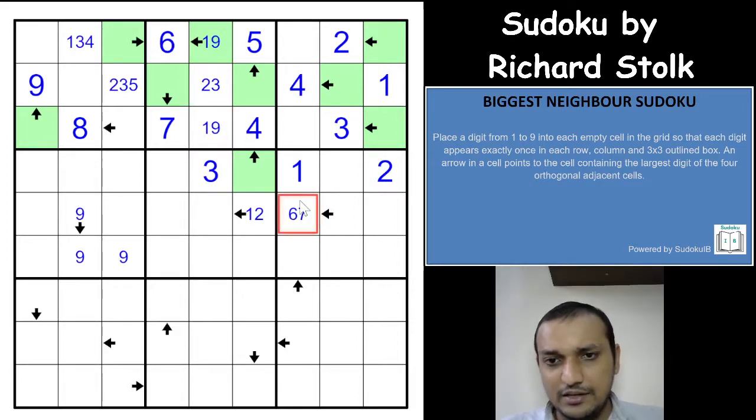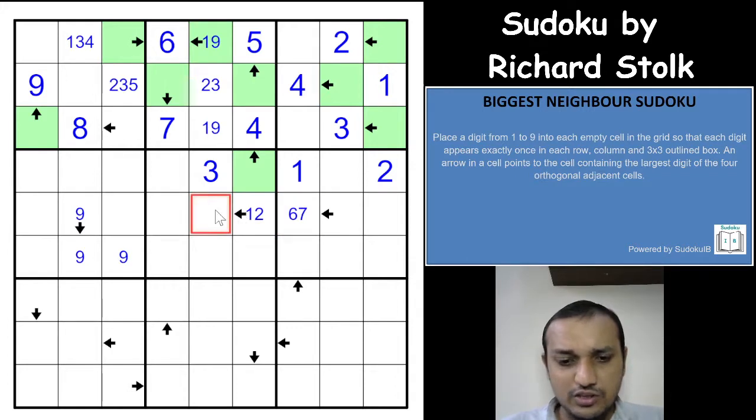This cannot be an 8. It has to be 6, 7. So this can only be 7 or an 8. So if this is a 6, this can still be 7 or an 8. And if this is a 7, this would have to be an 8. Nice, easy one.